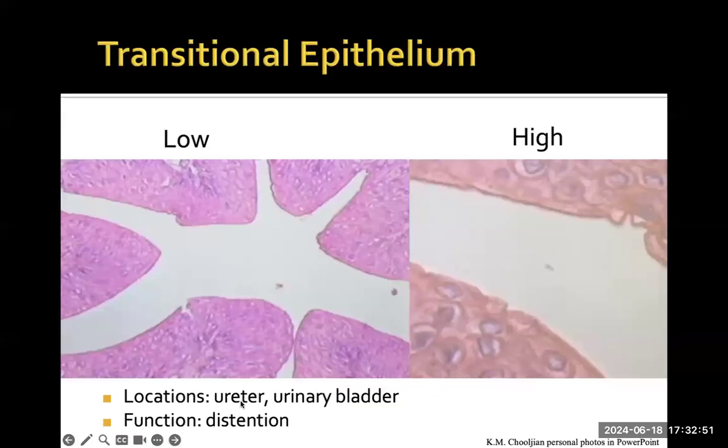So your ureters and your urinary bladder have the ability to stretch. Your urinary bladder actually has the capacity to hold up to 1 liter of fluid. 1 liter of fluid is a lot. And in that case, you would need this white space to open up to hold a lot of liquid. So the function here is distension.